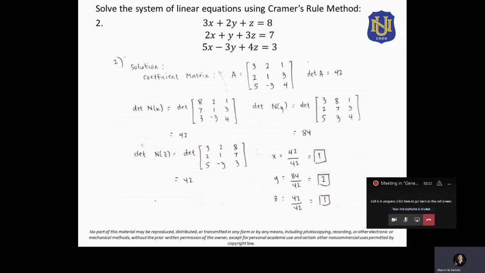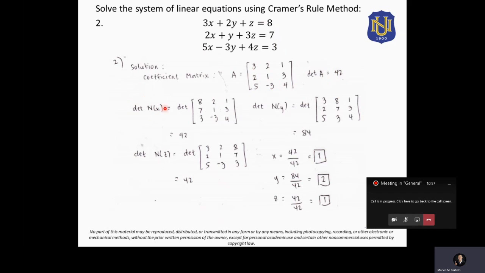Now, for sample problem number 2. We're going to solve these linear equations using Cramer's rule method. We have three equations here and three variables, x, y, and z. The first step is to make the coefficient matrix. This is the coefficient matrix of this system of linear equations, and you're going to solve for its determinant. The determinant of matrix A using the basket method, since this is a 3 by 3 matrix, is 42.